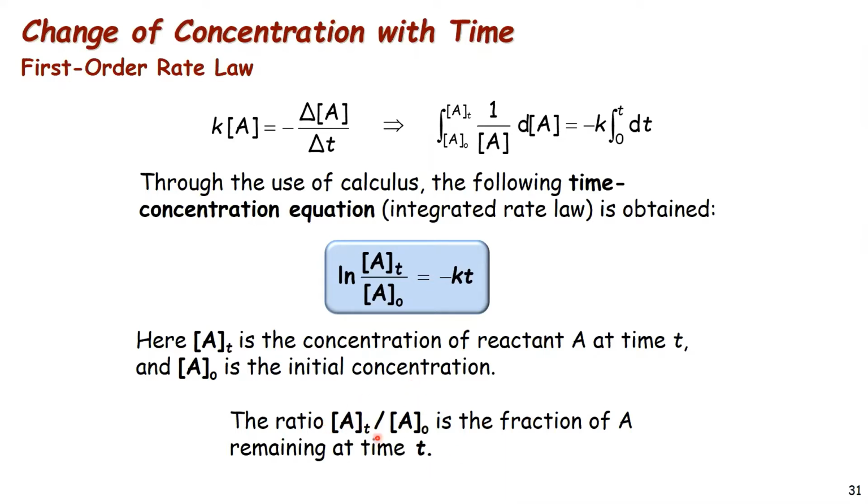How long does it take for 75% of the reactant to be left? So in other words, only 25% reacted. So you got to listen to the wording too. This is the percent of the reactant that remains. This is the fraction of the reactant that remains. If I want to know how much after 25% has reacted, that means 75% remains. That means this fraction is 0.75. Okay, is everybody good with that?